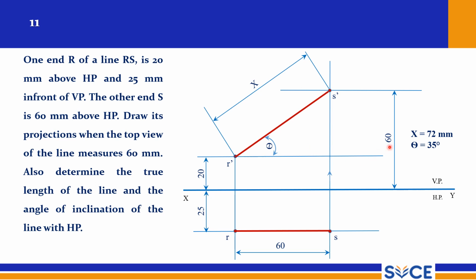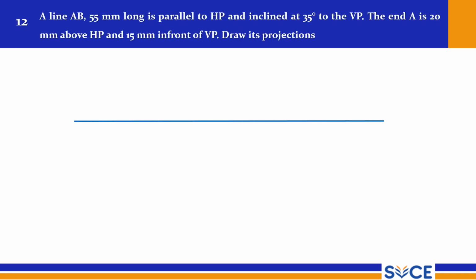X I am getting 72 mm and theta I am getting 35 degrees. Students, if you are getting more or less than 72, or anything that differs from 35 degrees, please let me know, and I will cross check my answer. So these are the answers I am getting. Please check this and verify your answer also. So that is the 11th problem. In the next problem we will see the line inclined to VP and parallel to HP.